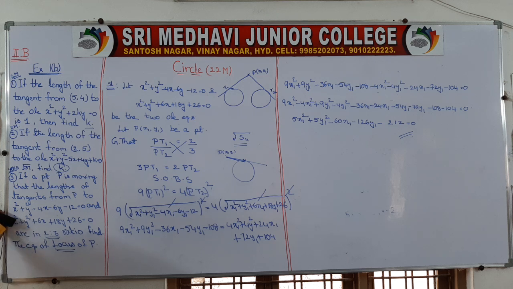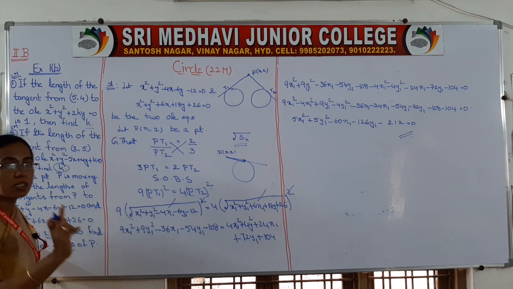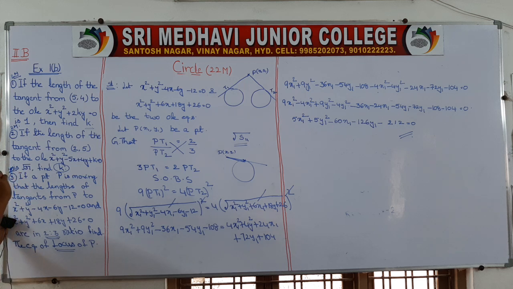How do we get S11? Whatever the given circle is, we consider its equation as S. Always, circle equations are denoted by S equal to 0. In that circle equation, in x place you take x1, in y place you take y1, you will get your S11. Then you take the root, and you will get your length of the tangent.